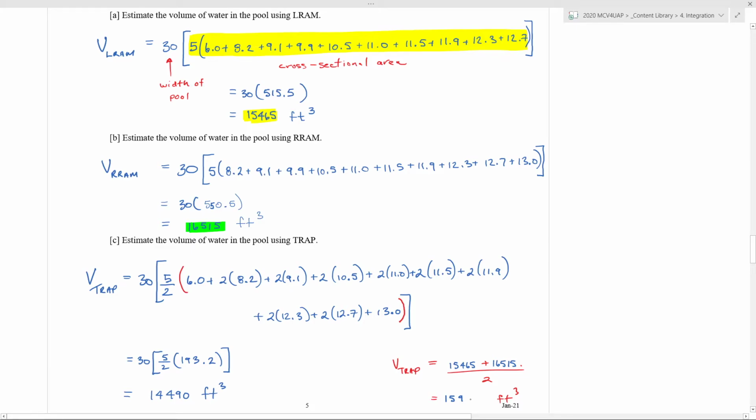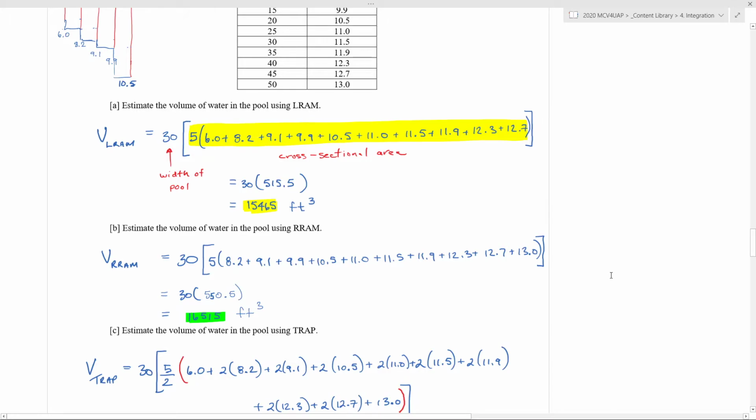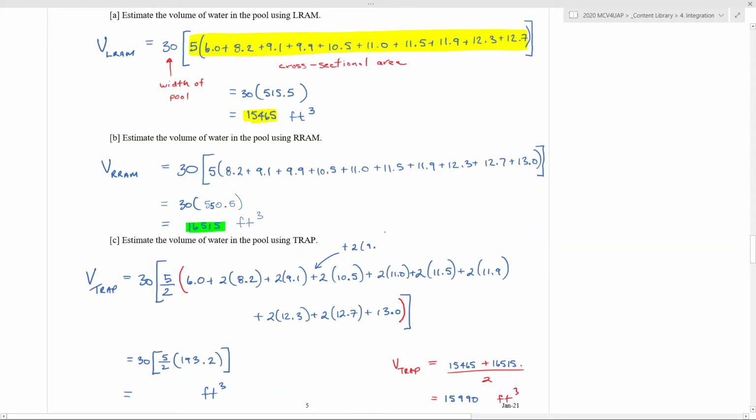This can't be right. Correct? This number here should be 15,990. So what have I done wrong there? Have I forgotten a number? Yes, I did forget a number. That's why. So missing from my calculation here, I can see right away, I should have here plus 2 times 9.9. I missed that one.